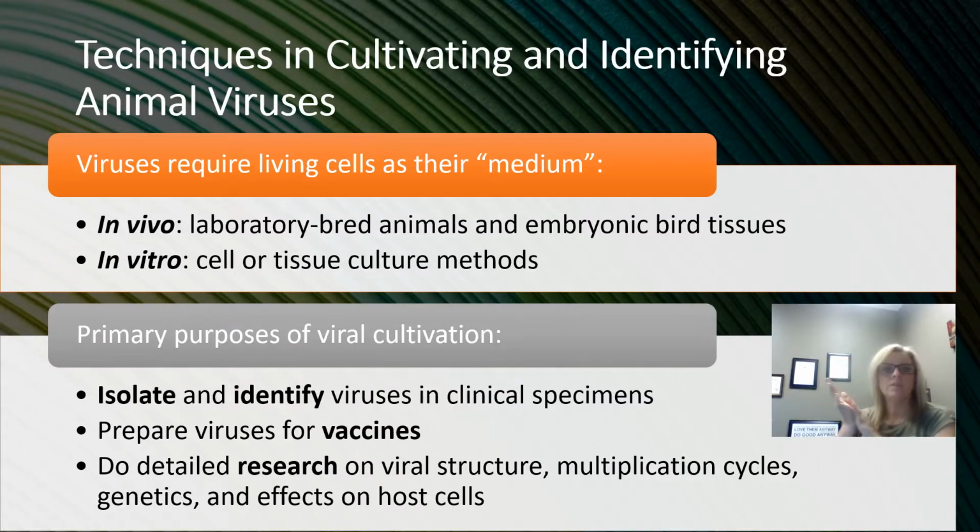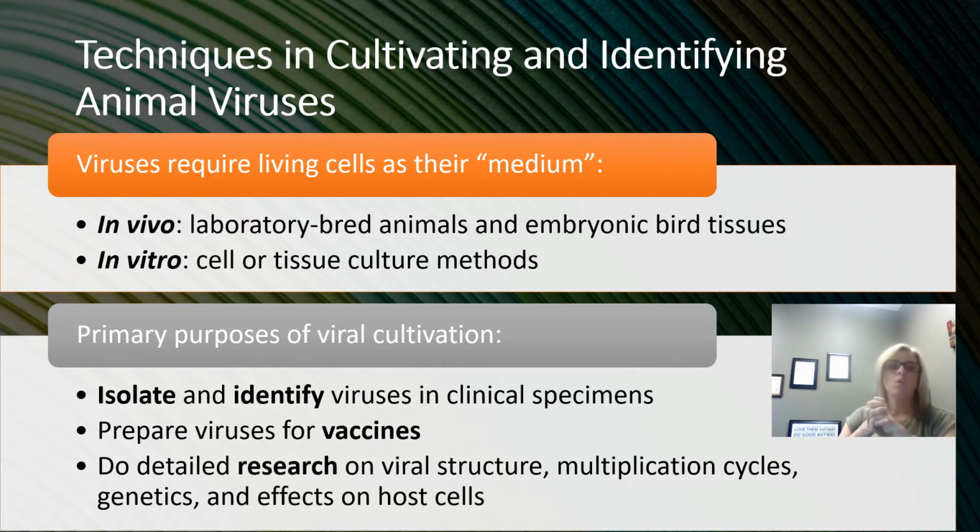All right, so what techniques do we use? Well, they require living cells as their medium of growth. And so we can categorize this in two ways, in vivo or in vitro. In vivo is going to be a laboratory bred animal or embryonic bird tissue, an embryonated cell. In vitro is going to be in an actual cell or tissue culture method. So instead of an embryo, it is just a cell or a piece of tissue.